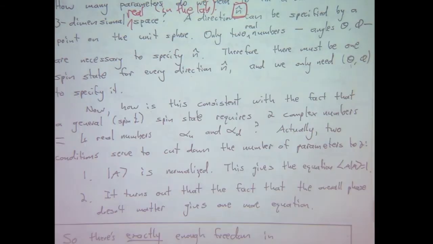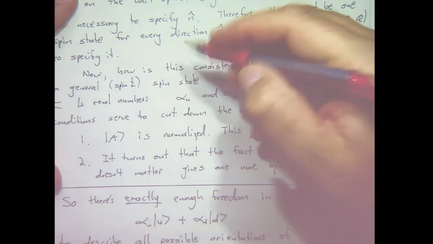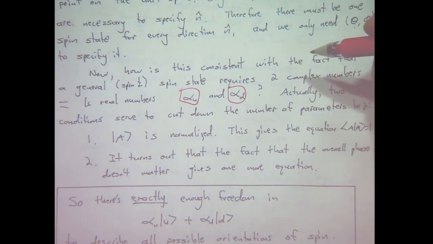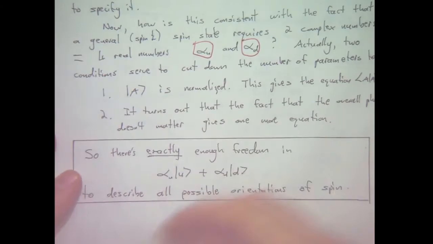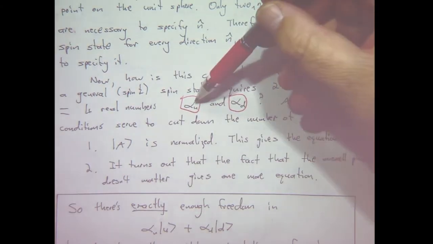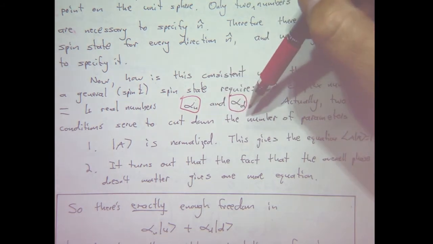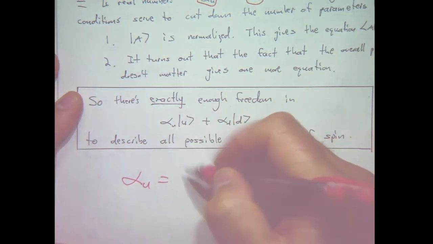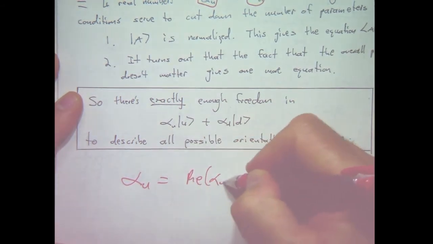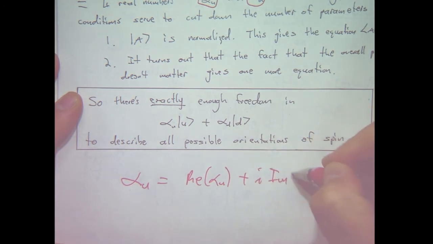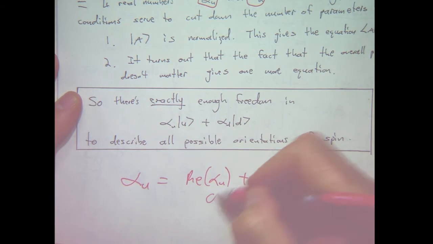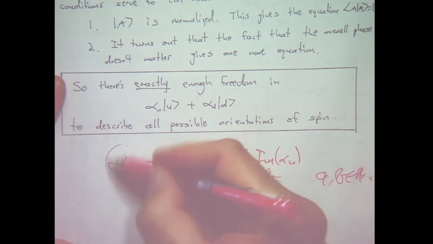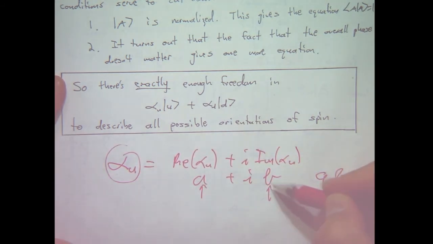And yet, so far, we've had that we need two complex numbers, alpha up and alpha down, to specify a state of the spin. So we have two complex numbers, but how many numbers does that really mean? Each complex number, alpha up, is the real part of alpha up plus I times the imaginary part of alpha up. In other words, A plus I B, where A, B are real. So each complex number implies two free parameters.